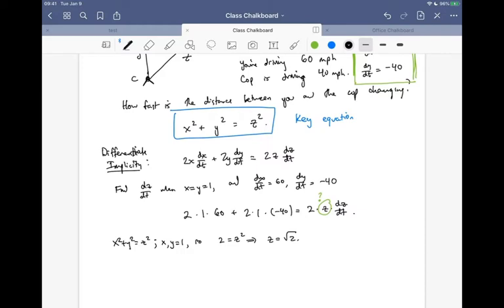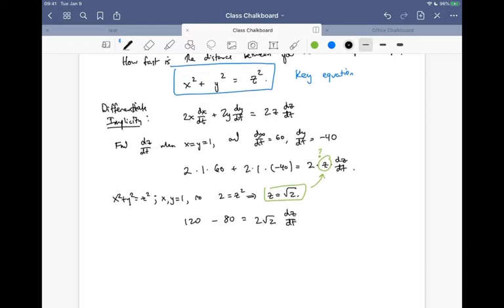So now that we've got that, we can just substitute that in right there for z. So that gets us 120 minus 80 equals 2 square root of 2 times dz/dt. And so 40 equals 2 root 2 dz/dt. And therefore, dz/dt equals 40 over 2 root 2, which is 20 over root 2.